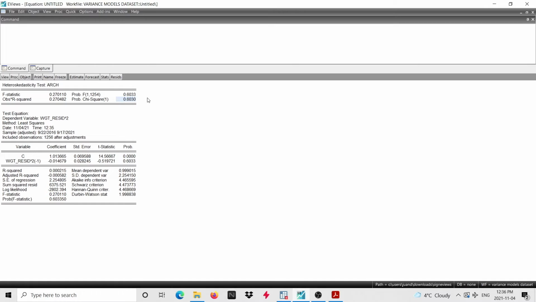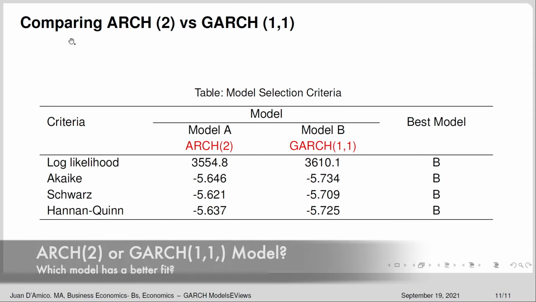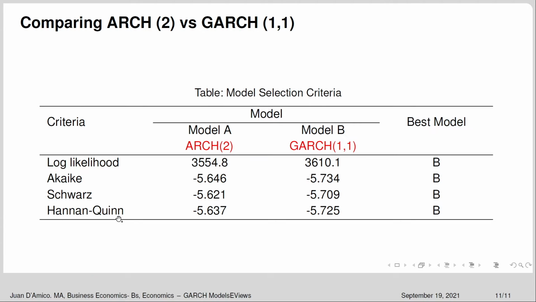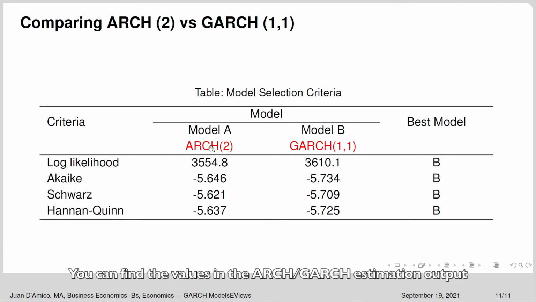So now you are questioning, okay, so what model are we going to use? Which one is better, an ARCH or a GARCH model? So let's take a look into the next slide to see how we're going to determine that. So we are going to be comparing the ARCH and the GARCH models using the following criteria: the log likelihood, the Akaike, the Schwarz, and the Hannan-Quinn. On the first column here, we have the ARCH(2) model, and in here we have the GARCH(1,1) model.